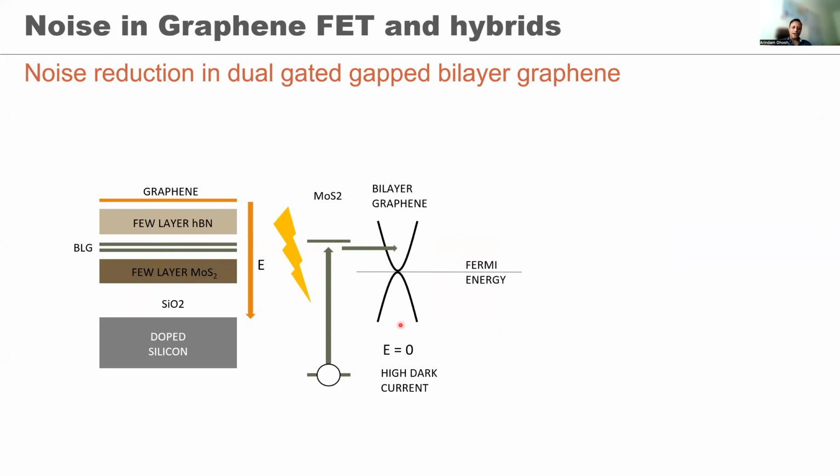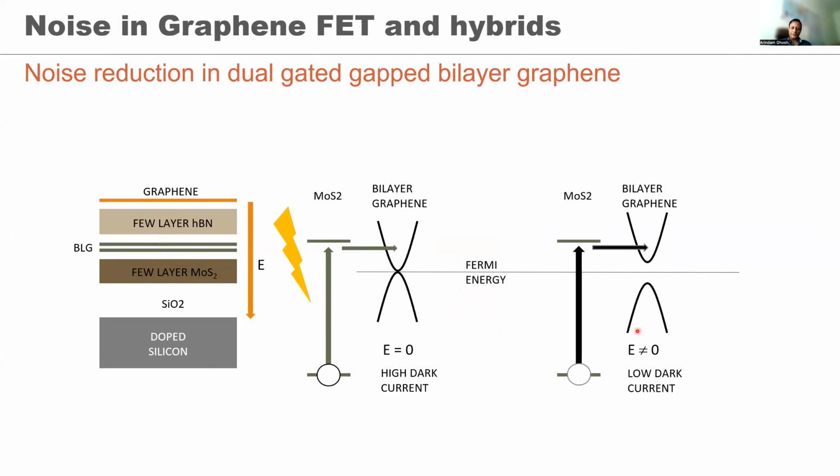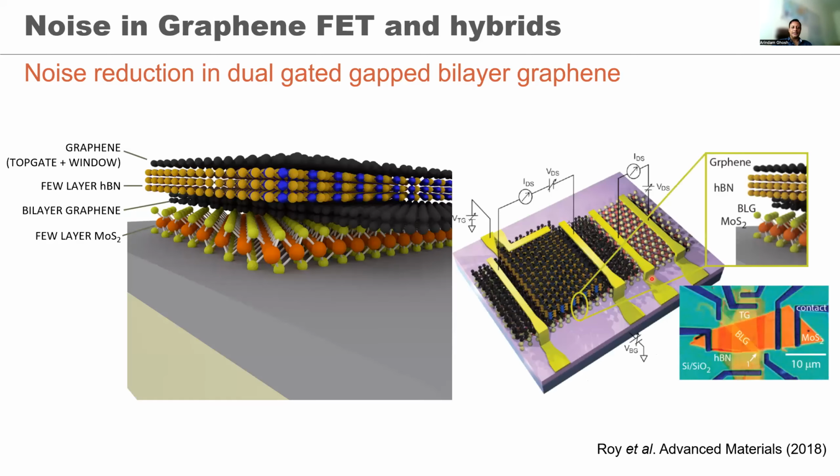Okay. So now what happens is, if I apply an electric field between this graphene layer on top and the doped silicon layer at the bottom, then I open a band gap in bilayer graphene, and now I shine light. An electron jumps out through molybdenum disulfide and reaches here, but there is no dark current. So this is how we reduce the dark current significantly. And this is a typical device structure. This was a nice device.